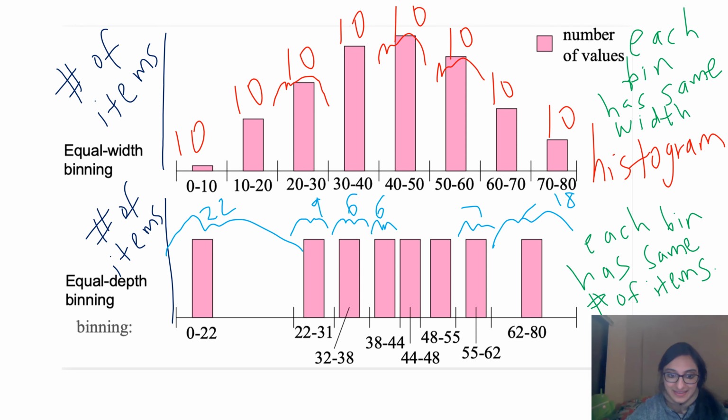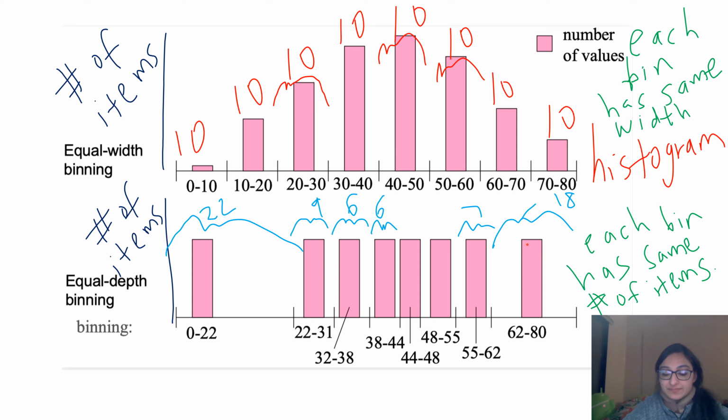That's what the thing is, that for equal depth binning, what we're concerned about is that each bin has the same number of items. We don't care about the width of the interval. It could be 22 or 9 or 6 or 6 or 7, for instance, or 18. It can be really long, really wide, really chunky, or it can be small. We just want bins with the same number of items inside them. We're really caring about this height.